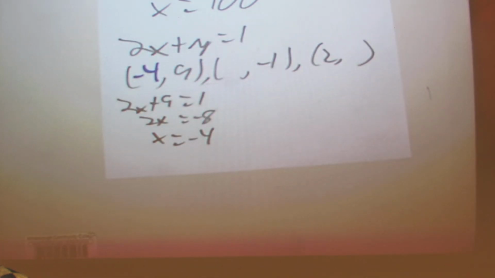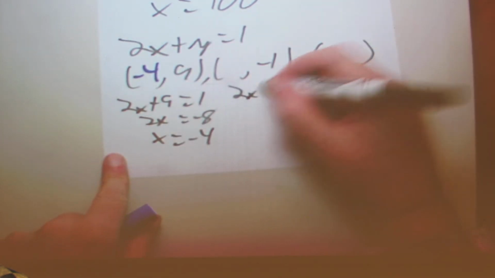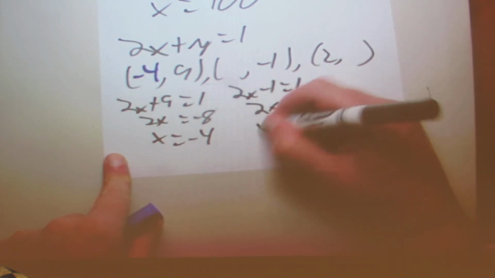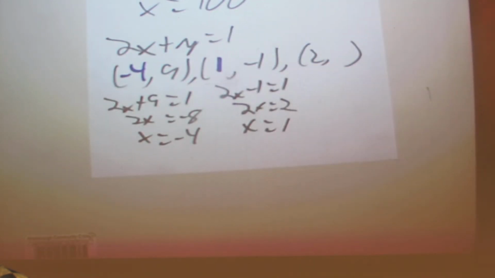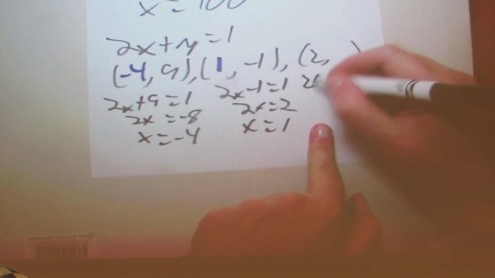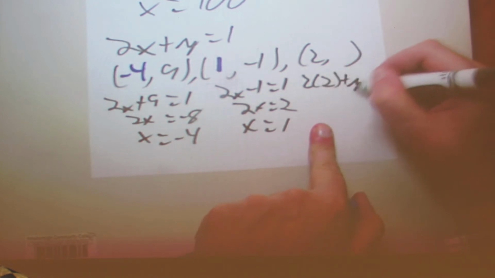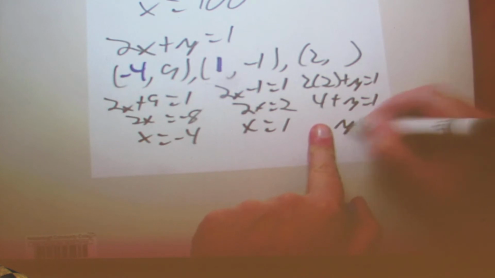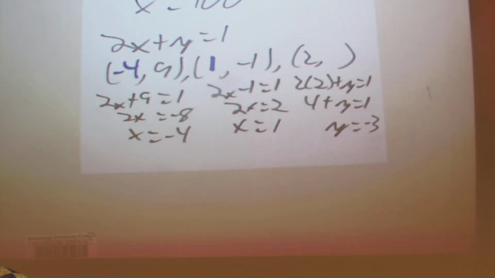Then if we put a negative 1 for y, 2x minus 1 equals 1. 2x equals 2. X equals 1. Then if we put a 2 for x, 2 times 2 plus y equals 1. 4 plus y equals 1. Y equals negative 3.